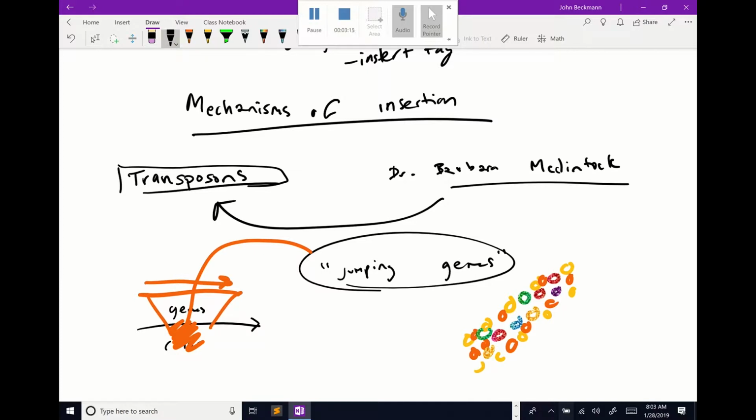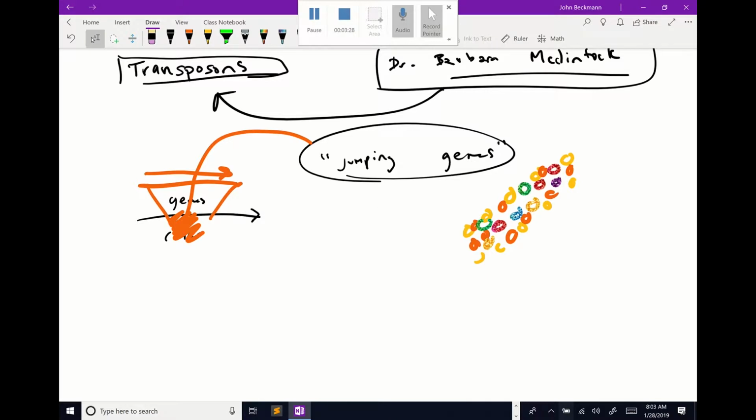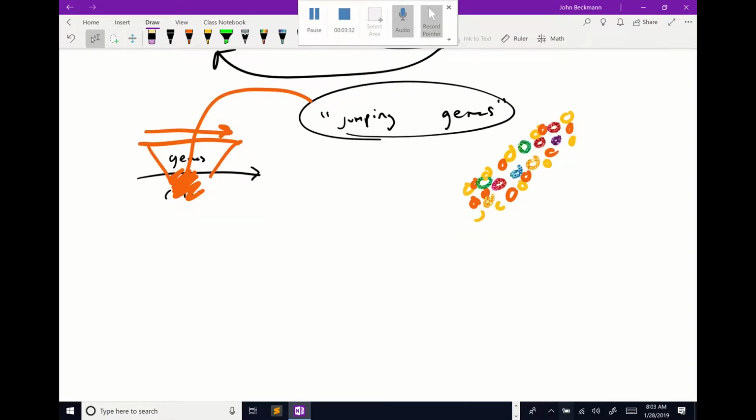Does that make sense? So Dr. McClintock won the Nobel Prize for discovering that these jumping genes exist. And the way that she studied this was by looking at different colored kernels in corn. I'm sure it's more complicated than that, but that's the basic gist. So let me talk about exactly what these are then, since you guys haven't heard of them.